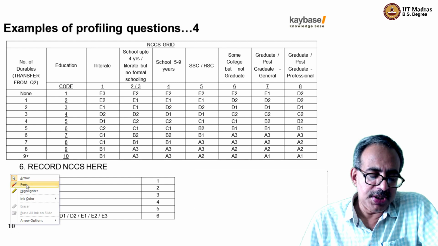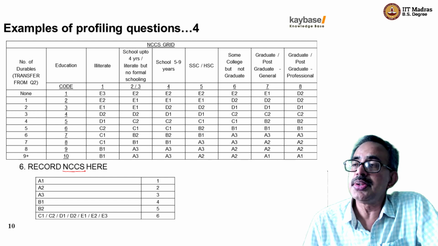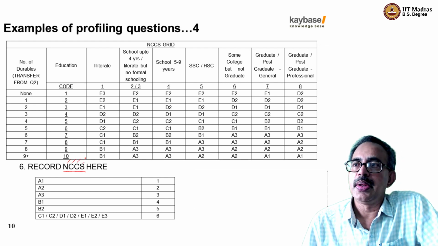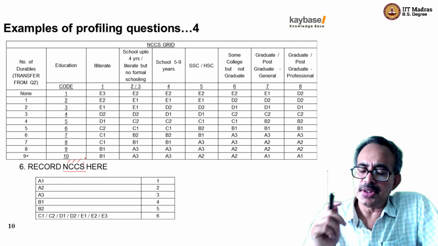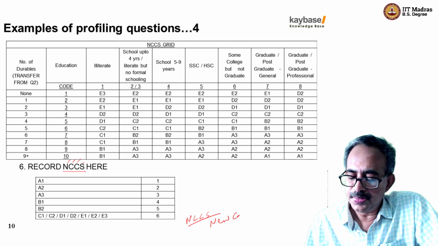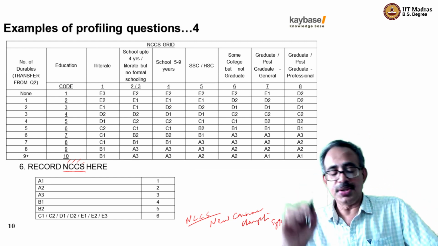So this is the socioeconomic class, NCCS, National Consumer Classification System. Or is it a new consumer classification system? No, my memory is failing me. I'll have to double check my notes. I think NCCS stands for New Consumer Classification System. I've become so used to just saying NCCS.